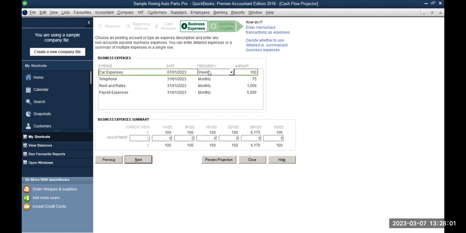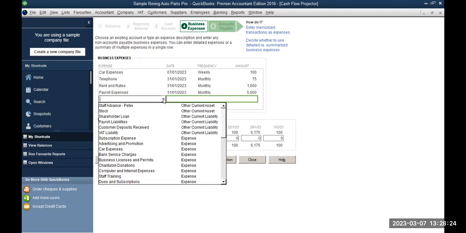Then here is where you put the business expenses. So you have, let's say, a weekly car expense, maybe fuel every week is $100. You have telephone, a monthly bill of $75. You have rent monthly of $1,000. You have payroll of about $5,000. So whichever other expenses you have, you just keep on adding them with the drop down.